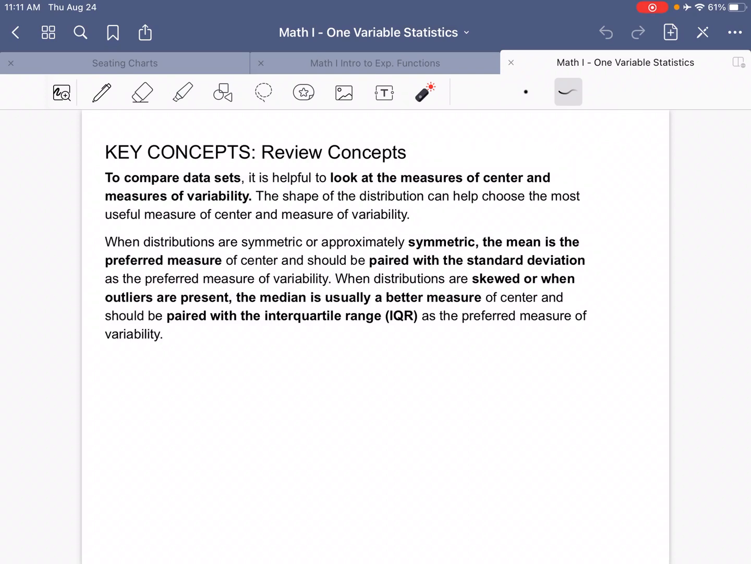This is from day 15. It's the final cooldown of the one variable statistics unit, and this cooldown is called Comparing Mascots.